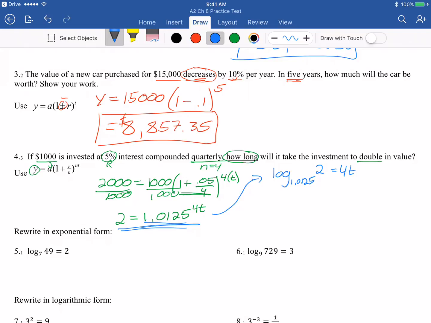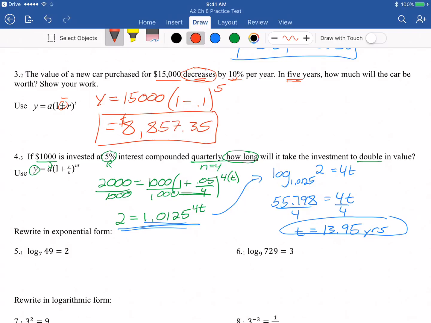Alright, so now you can just go through and plug this guy into your calculator, and if you plug log of 2 and divide it by the log of 1.0125, you should get 55.798 for that, and that's still equal to 4t. Divide this guy by 4, you should get your t is equal to 13.95 years. Alright, so that one's a little bit different there.